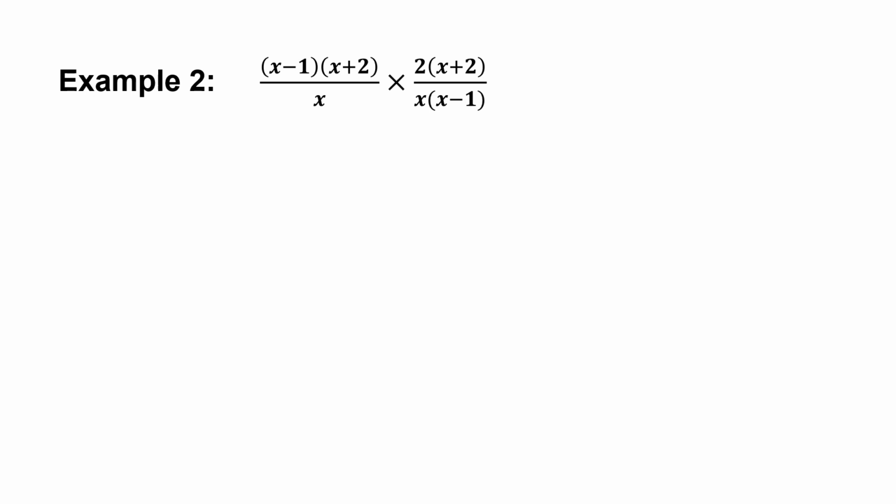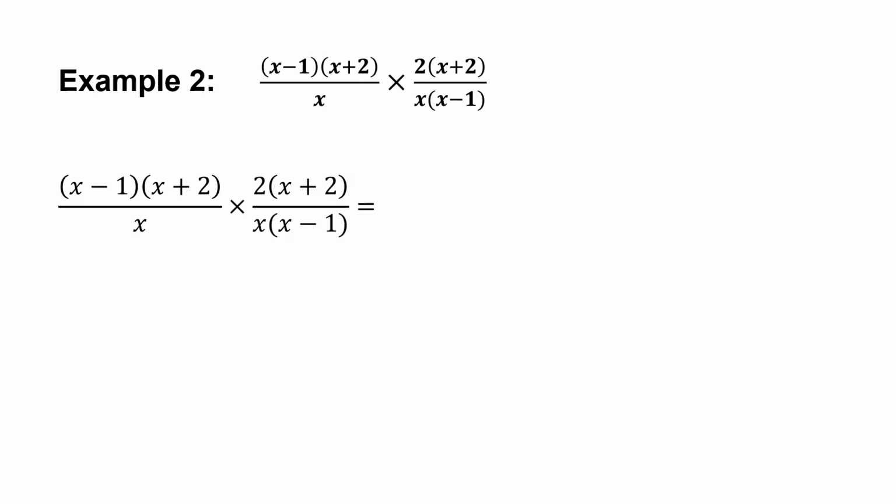So for our next example, we have (x minus 1)(x plus 2) over x, times 2 times (x plus 2) divided by x(x minus 1). So again, our first step is that we want to look for any way we can simplify this before we start. Well, there's an x minus 1 on the top and the bottom, so we can cancel these terms out. And then when we multiply this together, we're going to have (x plus 2) times (x plus 2), which gives us 2 times (x plus 2) squared. And then we've got an x and an x on the bottom, so we multiply these together to get x squared.